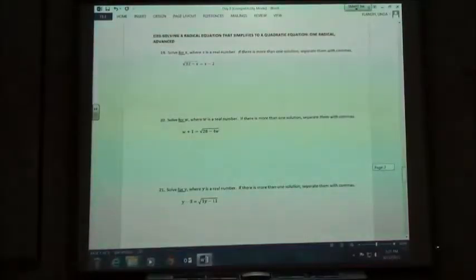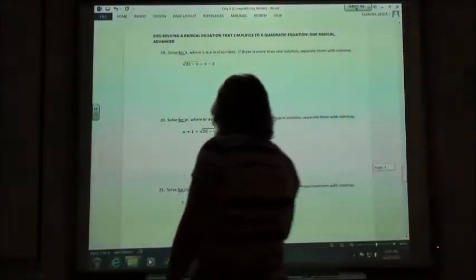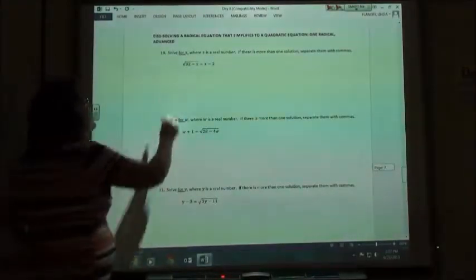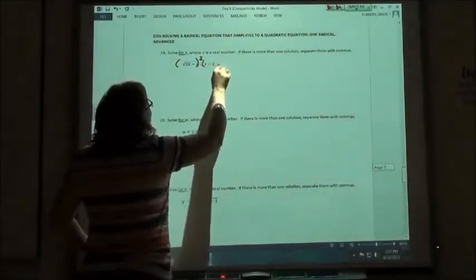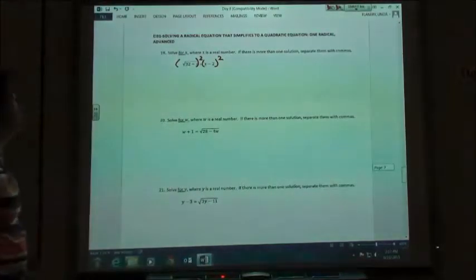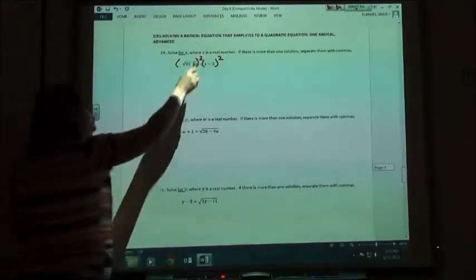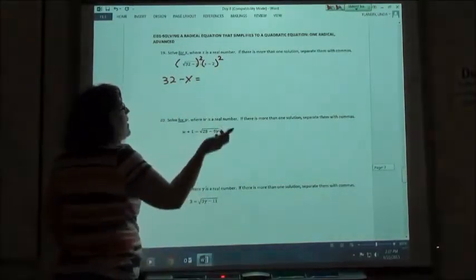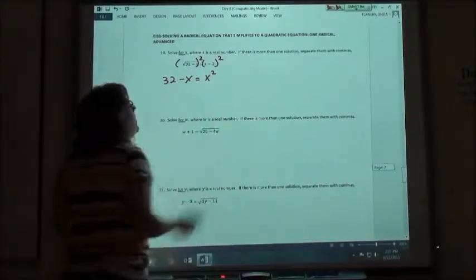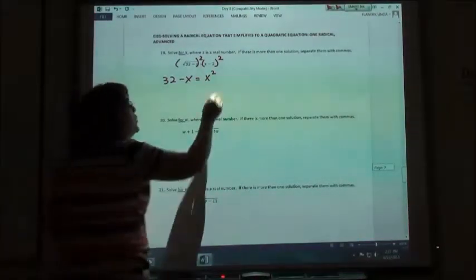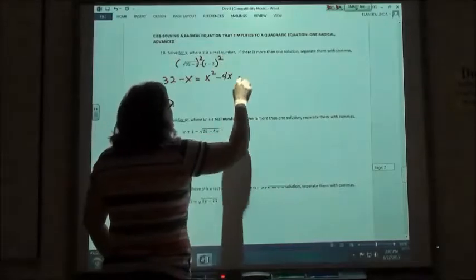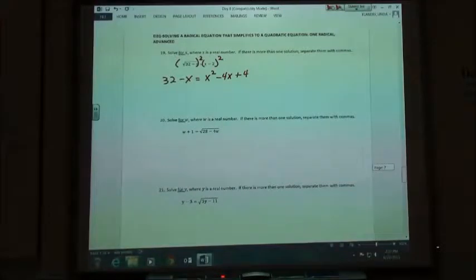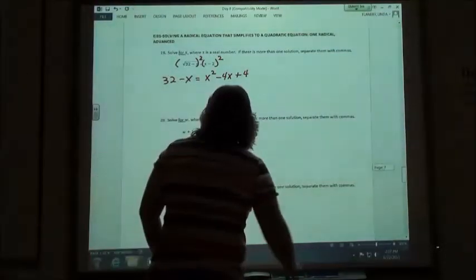So 19, 20, and 21, again, we're simplifying a radical. You want the radical by itself, which it is, but when you square both sides, you're squaring the entire side. So you can't just square the x and square the negative 2. You have to FOIL it out. So when you square your square root, you get 32 minus x. But on this side, if I FOIL that out, I'm going to get x squared. I'm going to get a minus 2x and another minus 2x, which is minus 4x. And then a negative 2 times a negative 2 is a positive 4. So we end up with a quadratic expression. We want to set it equal to 0 and solve that.